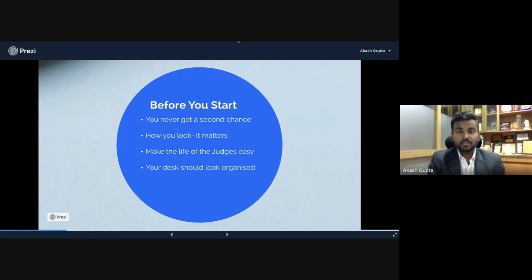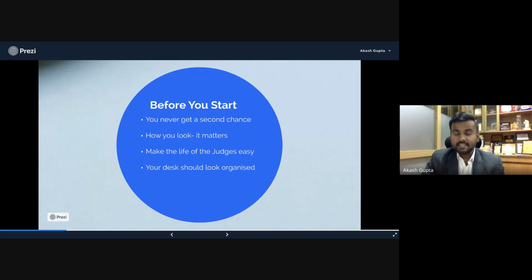When I say how you look matters, it doesn't mean that you have to put on a lot of makeup or wear something very fancy, like a fancy tie. I'm not saying that. It means that you can't play with your hair during the run. For example, if you don't wear your blazer during the moot competition, it doesn't look professional. So whatever the dress code, whatever the minimum criterion mentioned in the rule book, you have to follow that.